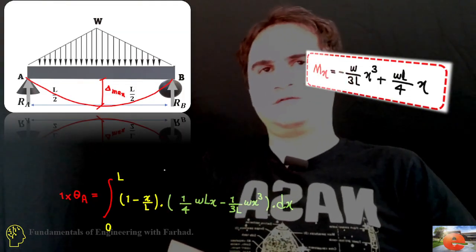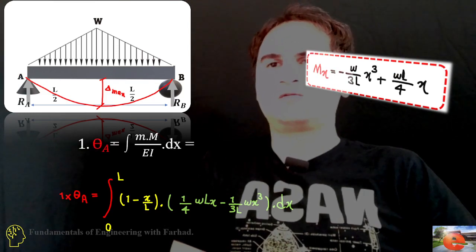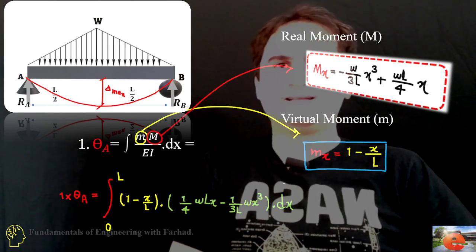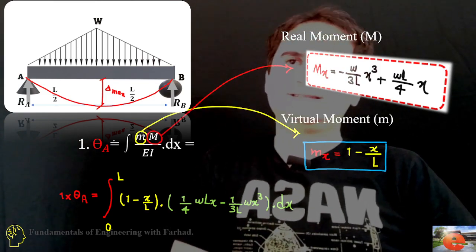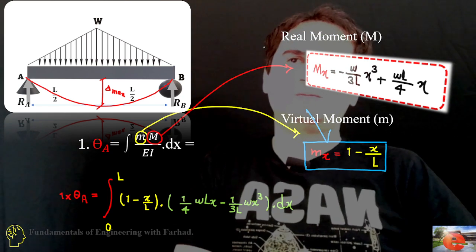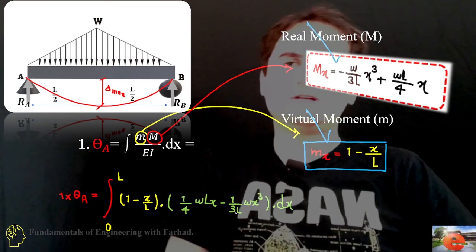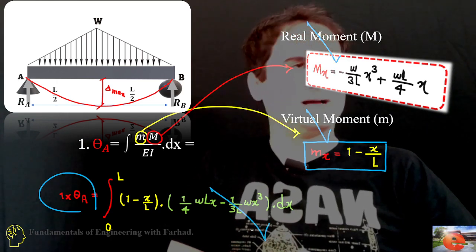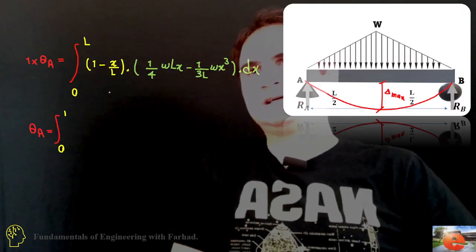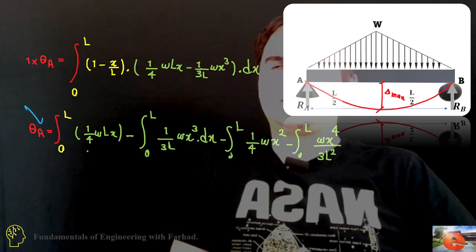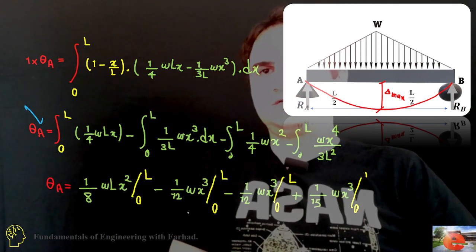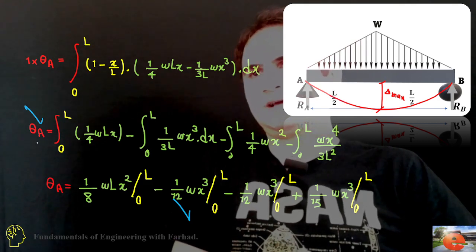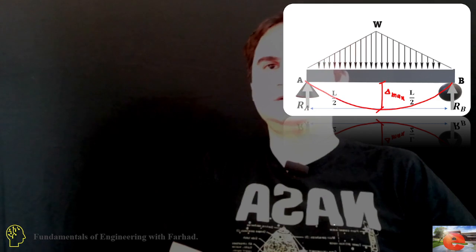So we know our 1 times theta at A is the integral of m M over EI, so we can easily replace the small m with the virtual moment and capital M with the real moment. Then if you replace it in the equation, the answer of this integration is the answer for theta. This is the integration. If you just integrate it, this is the simplification of the integration, second line, and then it comes to the answer of the integration.